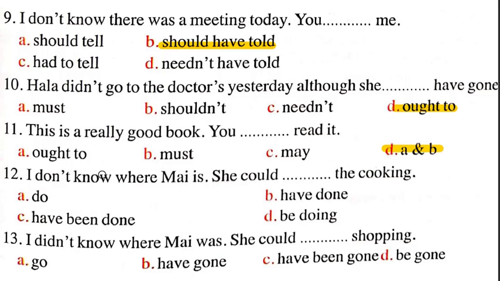I don't know where May is. She could be doing the cooking. Yes, she could be doing the cooking. I didn't know where May was. She could have gone shopping. This is the correct answer.